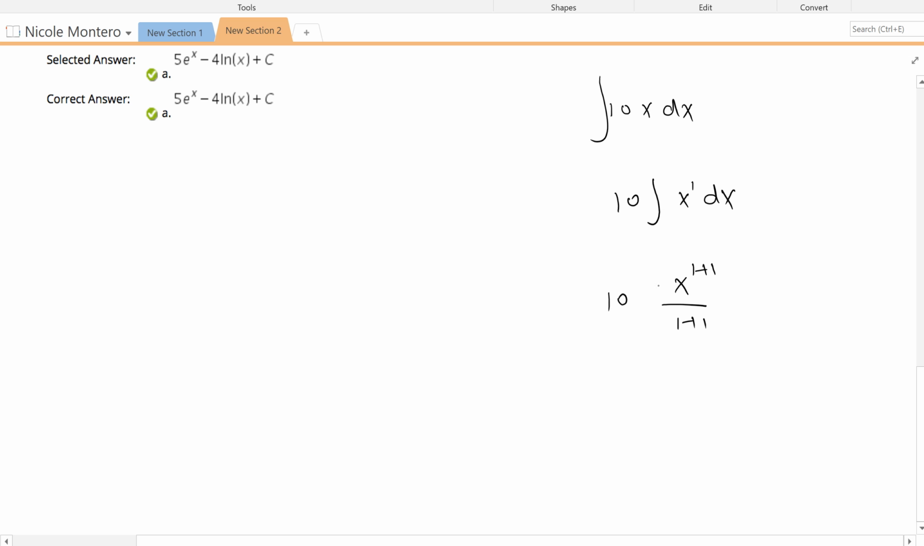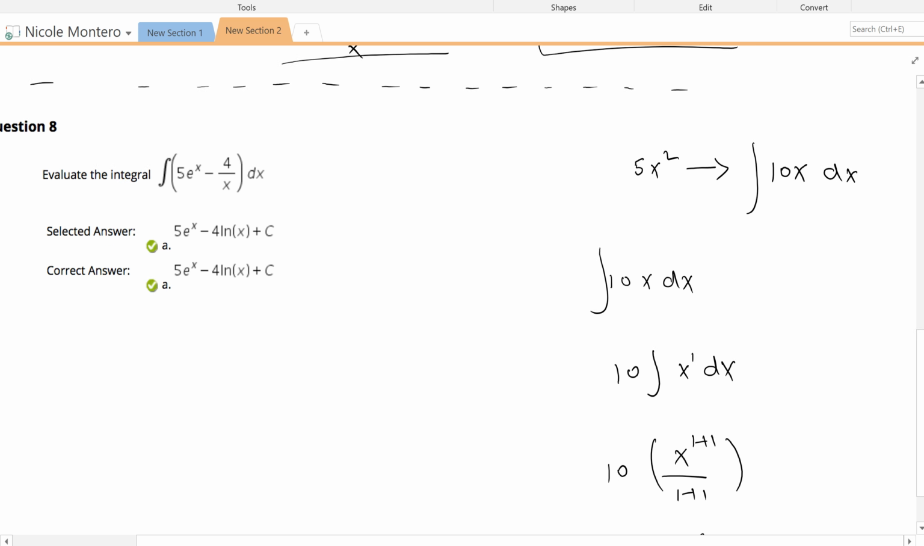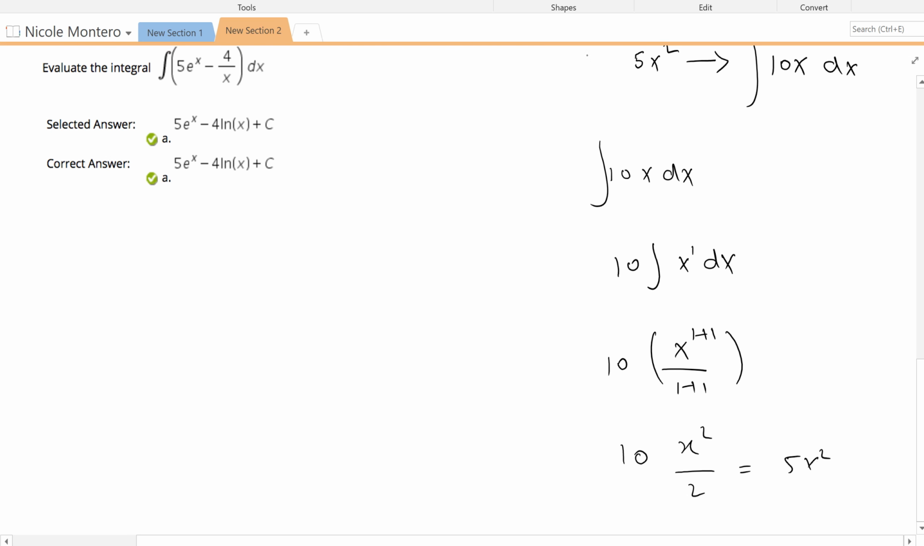And this 10 is still out there. So the antiderivative of that is this. You don't have to write dx there because dx was just suggesting that you do antiderivative. After doing the integration, we don't write dx. So now 10 divided by 2 is going to be 5. So antiderivative of this is going to be 5x squared, as we got it there.